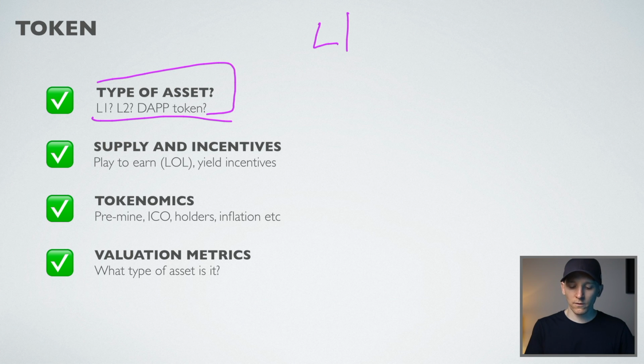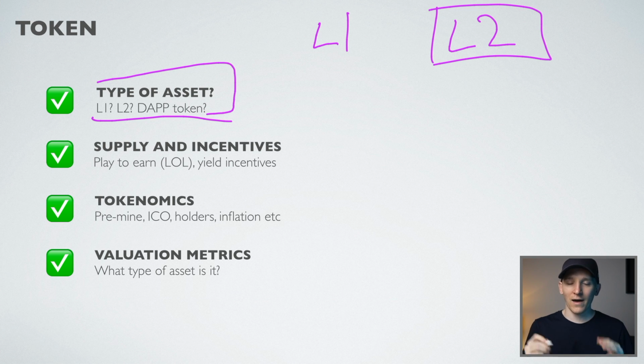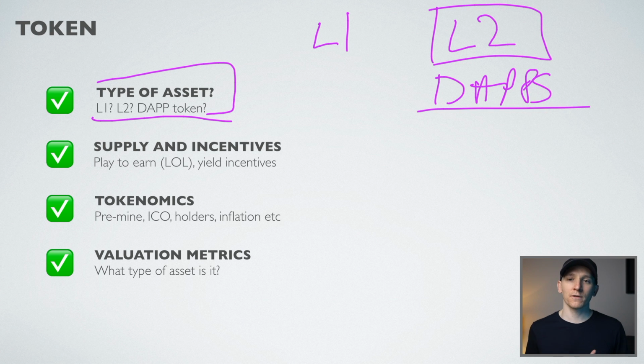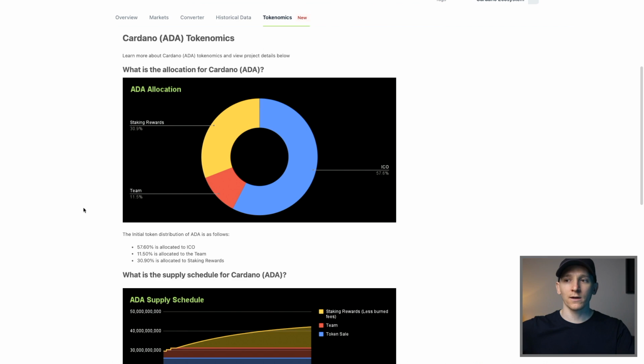Now, L1 tokens should really have a much more diversified supply. L2 tokens, really, or apps, right? You can call these dApps as well. These are going to have much more of the tokens in the team's hands, because this is a lot more like equity. And so you're basically just investing in that product rather than a network. So that's obviously different. Supply and incentives: do they pay out incentives for people to use the ecosystem?